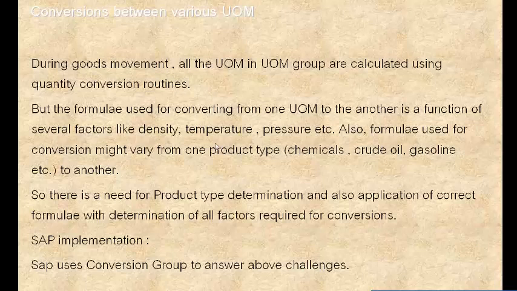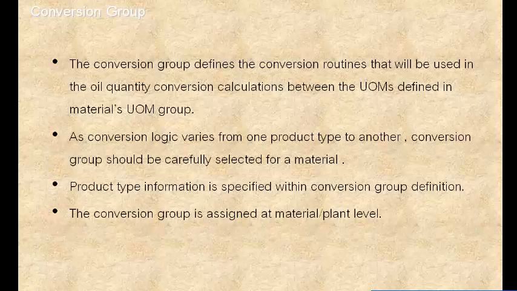So whatever I said now, we have the unit of measure group. To have a conversion between them, we should have something in SAP, that is nothing but a conversion group. So the conversion group defines the conversion routines, nothing but the programs that will be used in our oil quantity conversion calculation between the unit of measures defined in your material master unit of measure group. So don't confuse here, only two things are there, unit of measure group and conversion group. Simple.